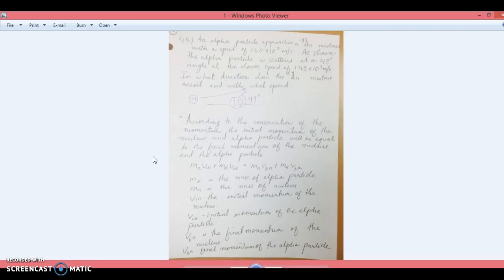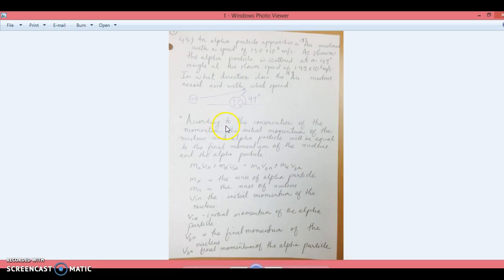Hello, I'm about to do a problem about an alpha particle which approaches a gold nucleus with a speed of 1.5 × 10^7 meters per second. As shown in the figure, this is the alpha particle approaching the gold nucleus. Then the alpha particle is scattered at an angle of 49 degrees with a slower speed of 1.49 × 10^7 meters per second. So we want to find out in what direction does this gold nucleus recoil and at what speed.